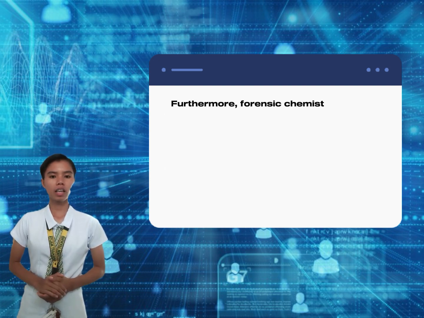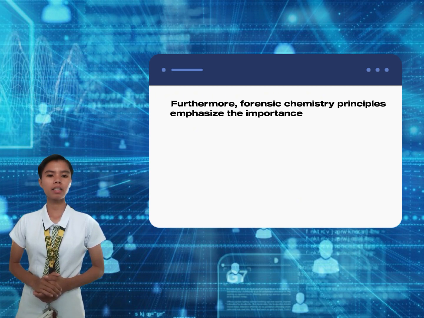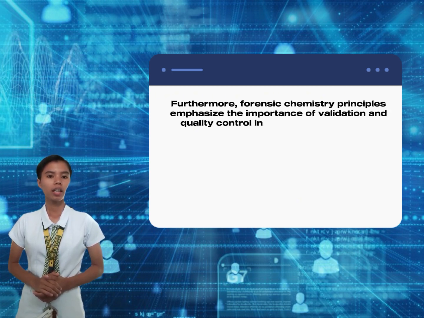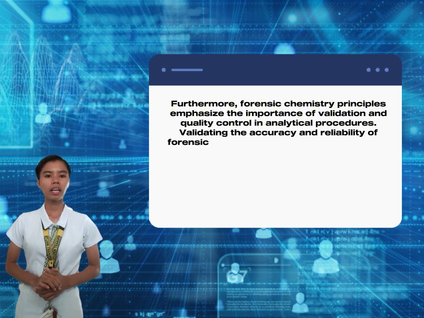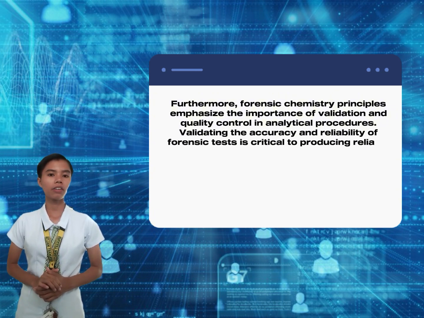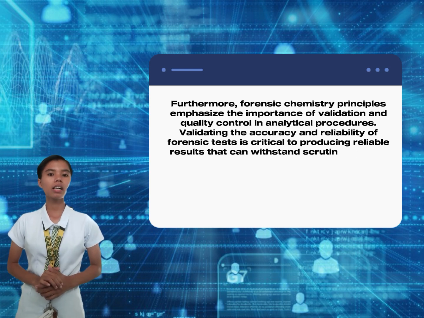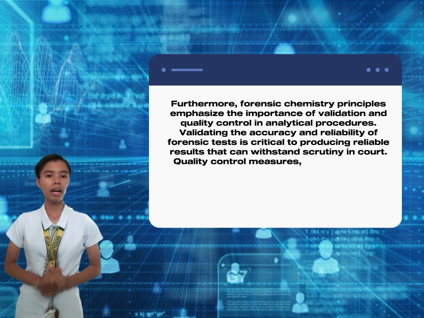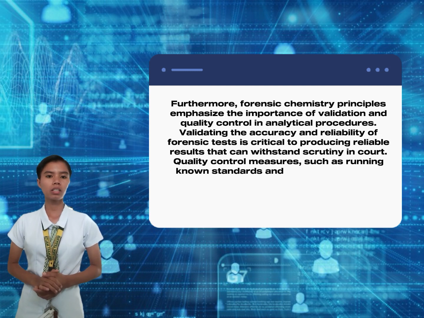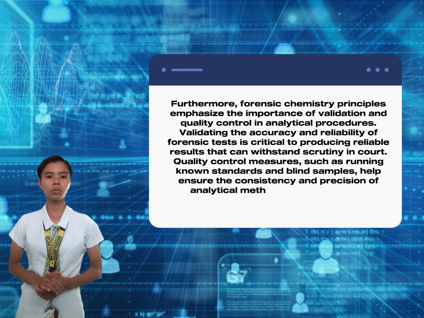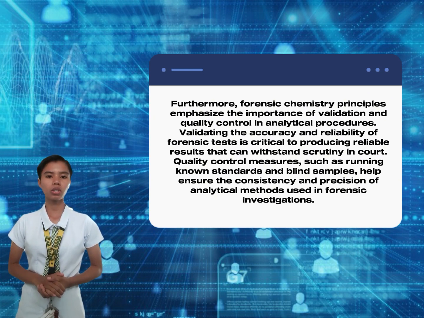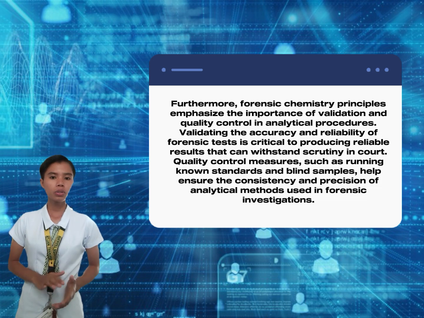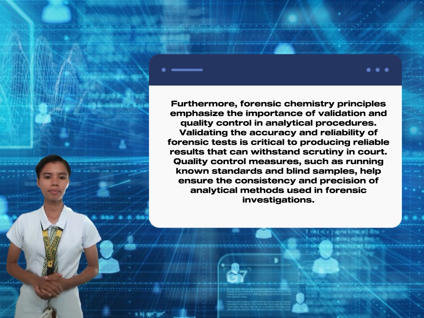Furthermore, forensic chemistry principles emphasize the importance of validation and quality control in analytical procedures. Validating the accuracy and reliability of forensic tests is critical to producing reliable results that can withstand scrutiny in court. Quality control measures such as running known standards and blind samples help ensure the consistency and precision of analytical methods used in forensic investigations.